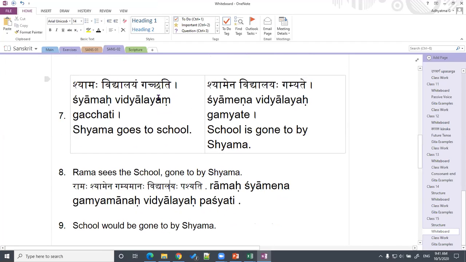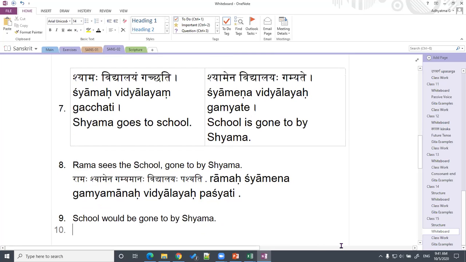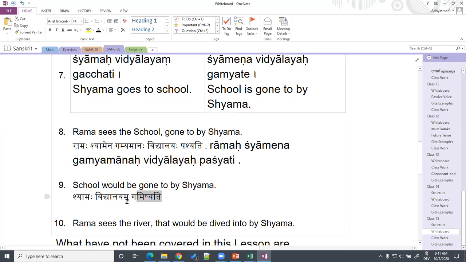First of all, you make the active sentence. Shyama will go to the school. Let's first try the active sentence. Shyamaha Vidyalayam Gamishyati. For passive, it's always the Atmanepadi suffixes which are used, irrespective of whether the root is Parasmaipadi or Atmanepadi. Here the root is Parasmaipadi, Gam, but we still use the Atmanepadi suffixes while making the passive voice, or Karmani Prayoga. So this is our active voice, Kartari Prayoga.